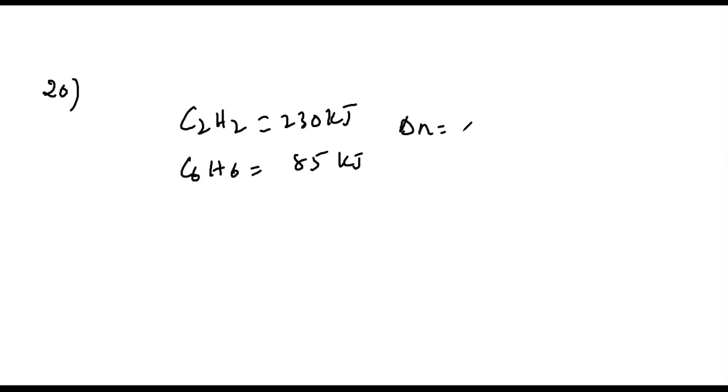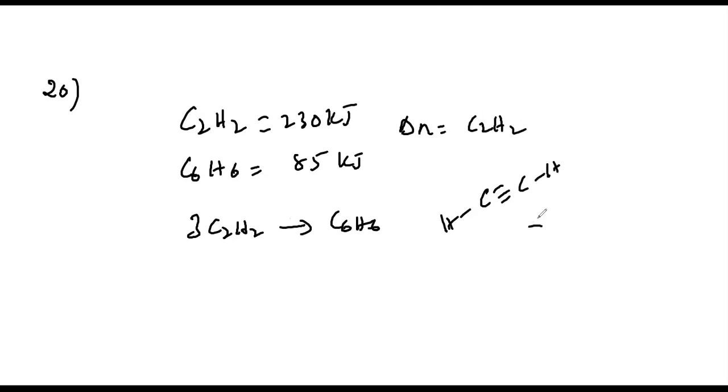Delta H for the trimerization. Trimerization means 3C2H2 gives rise to C6H6. So you are going to get acetylene like this, students. This is acetylene. This is trimerization. Three moles of acetylene will join together to form the benzene ring.